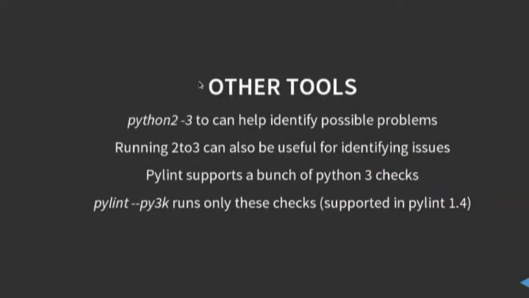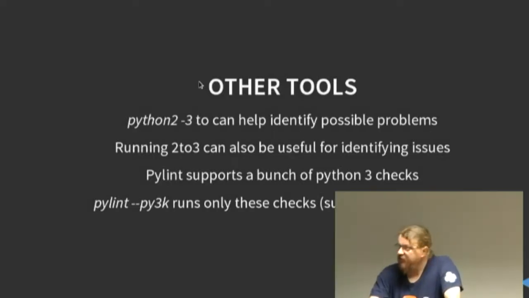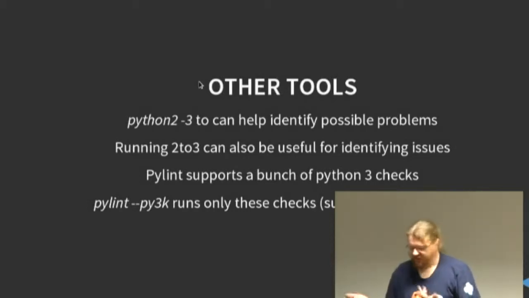There are other tools which also help. I've mentioned the -3 flag. Running 2to3 itself can be useful for helping identify issues. Pylint now supports a whole lot of Python 3 checks, and if you get a sufficiently recent Pylint, you can run just the Python 3 checks, rather than having to deal with all of Pylint's opinions about how your code should look. Yeah, and so that is also very handy.